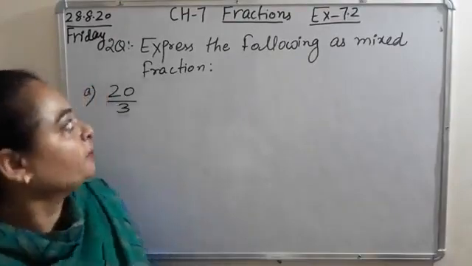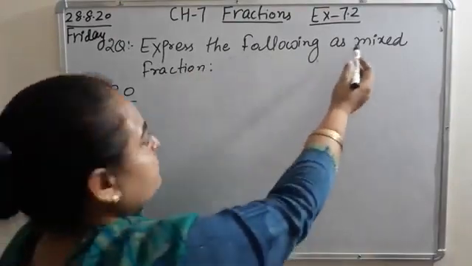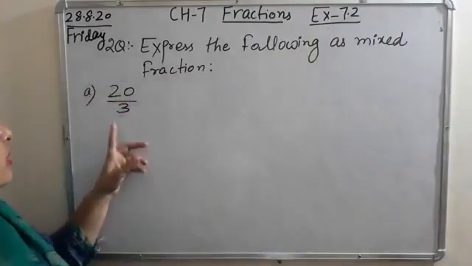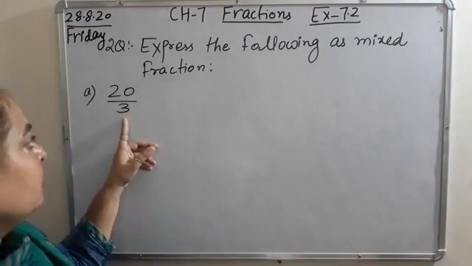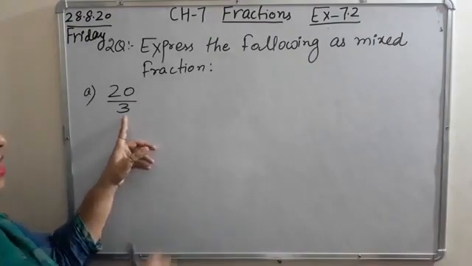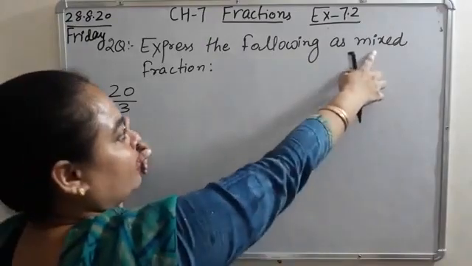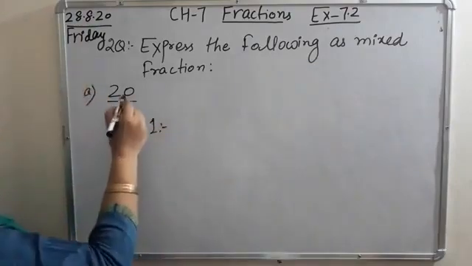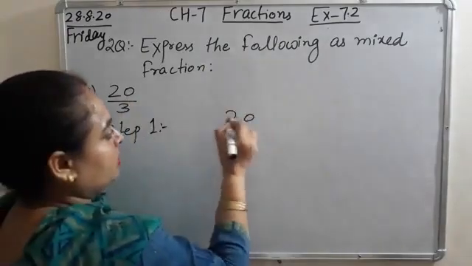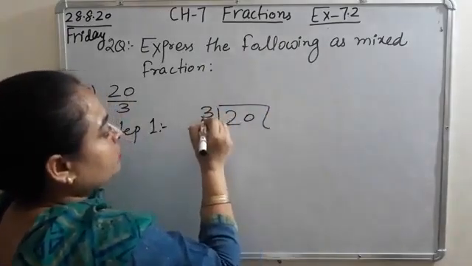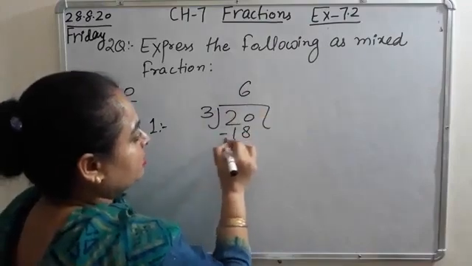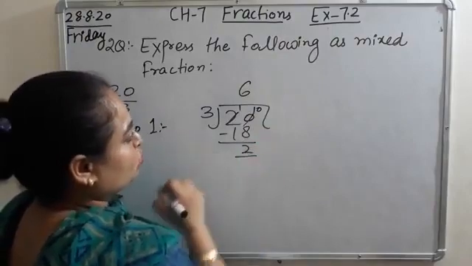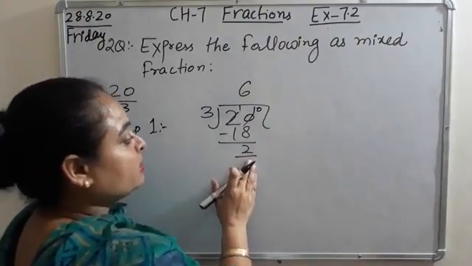Now second question. Express the following as mixed fraction. 20 by 3. 20 by 3 is an improper fraction. The question is to convert this improper fraction to mixed fraction. Step 1. Divide 20 by 3. 3 sixes are 18. So 20 minus 18, 2. This is your first step, division.